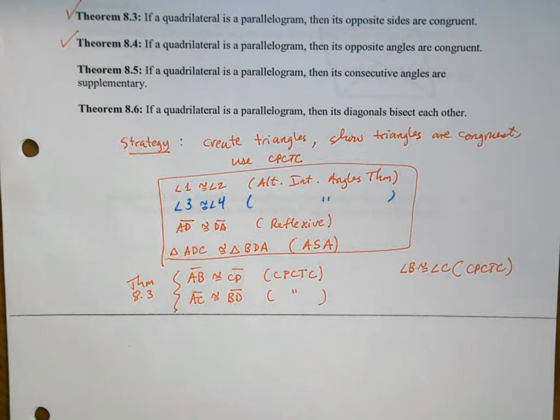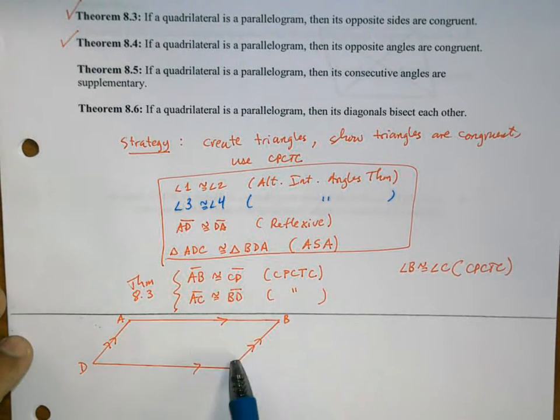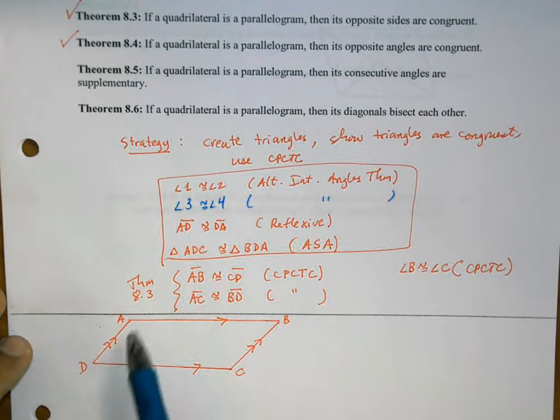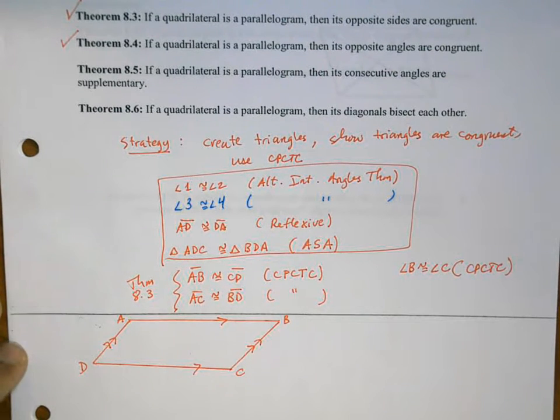Now let's remind ourselves of what a consecutive angle is. In this picture, parallelogram ABCD, the opposite angles are the ones that do not have a common side, and the consecutive angles are the ones that do. So A and B, B and C, C and D, D and A. What we want to show is that if you take any two of these angles and add them up, AB, BC, CD, or AD, you'll get exactly 180 degrees.